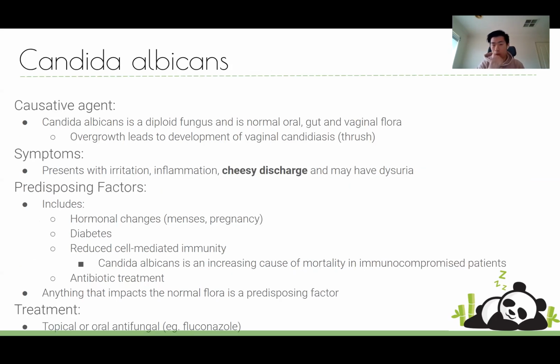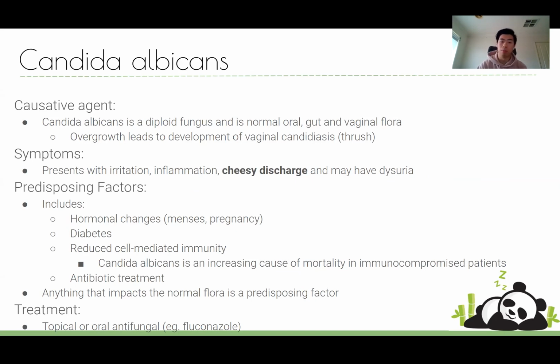And then finally, we have Candida albicans, which is a fungus, so a diploid fungus. And it can lead to thrush, vaginal candidiasis. I think the important thing on your symptoms is that it's a cheesy discharge. Nothing else really causes that. And I think if you have other things that cause that, it will give you other clues for those things.